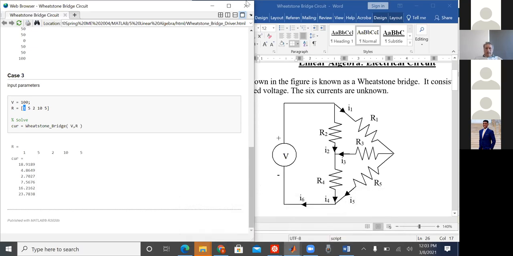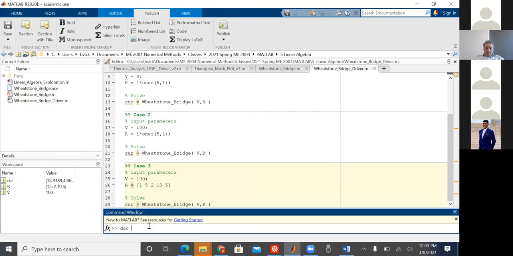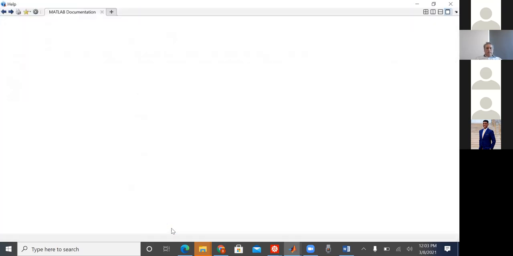Let's go back to MATLAB and let's go doc linear solve. I'm not sure, is that where you find it? It's going to be under lin solve, so L-I-N. Oh, it's L-I-N solve? Okay. Yeah. Obviously, I don't use it much. Let's see what it says.